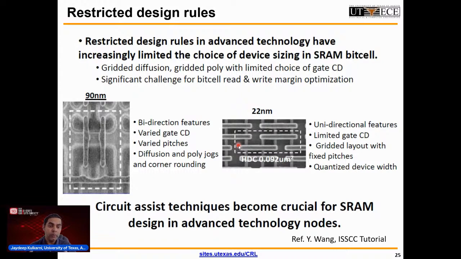So once we do these device level improvisations or process level changes in order to keep the process variations to a minimum level, we now need to come up with circuit assist techniques in order to meet such aggressive Vmin goals in these advanced technology nodes. So there is a lot of device and circuit co-optimization that goes on in these advanced FinFET nodes.